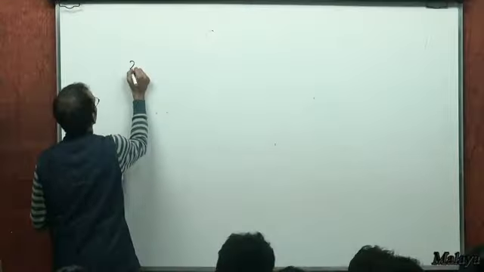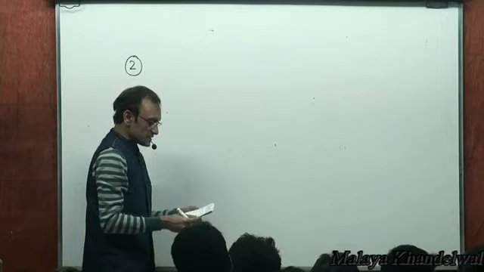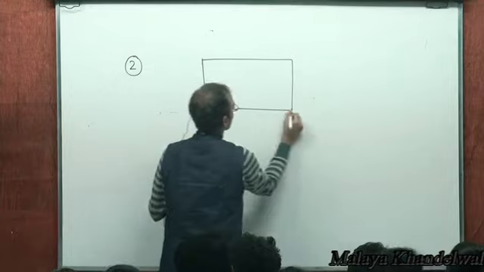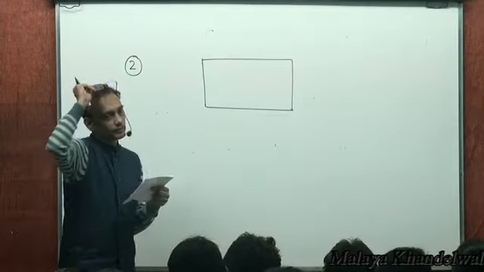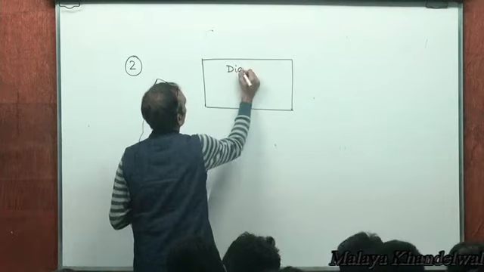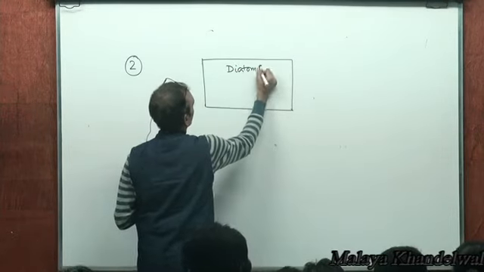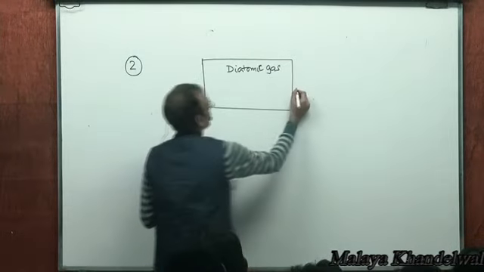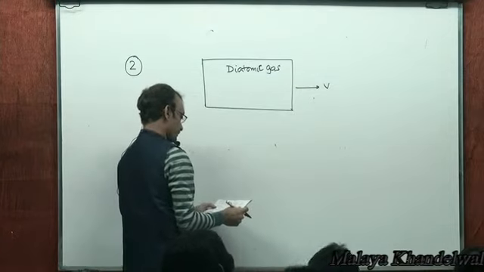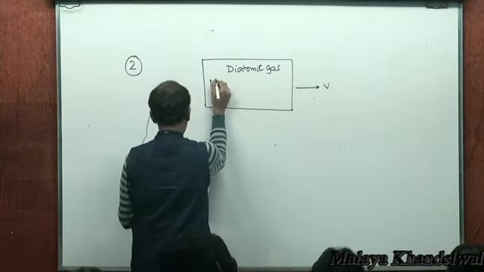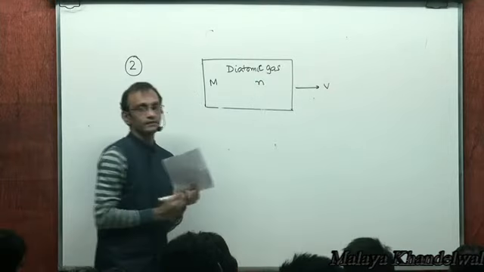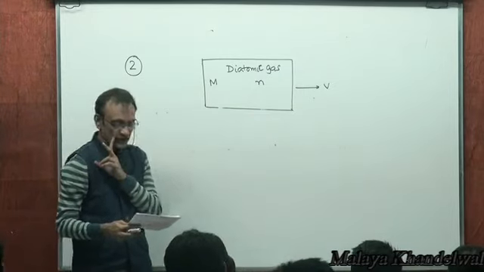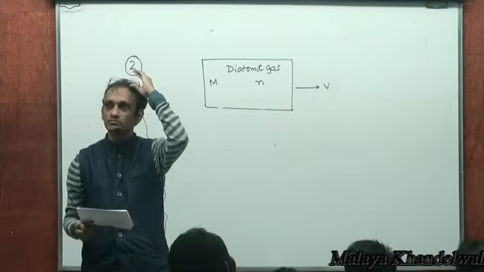Problem 2. There is a light container having a diatomic gas, moving with a velocity v. Mass of the gas is m and the number of moles is n. What is the kinetic energy of the gas with respect to the center of mass of the system?